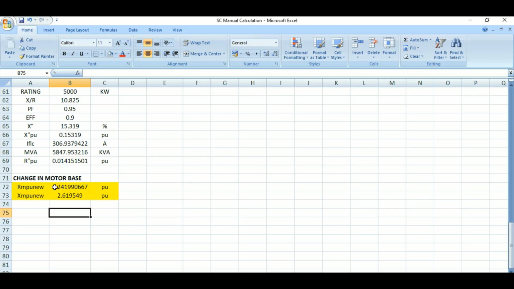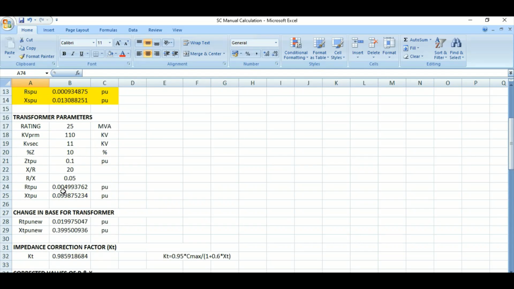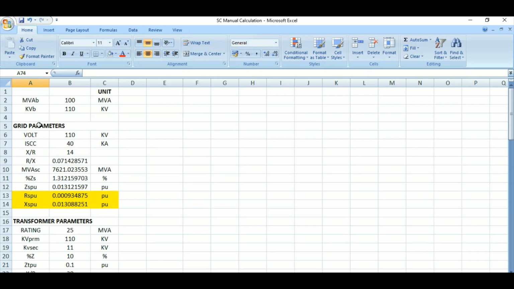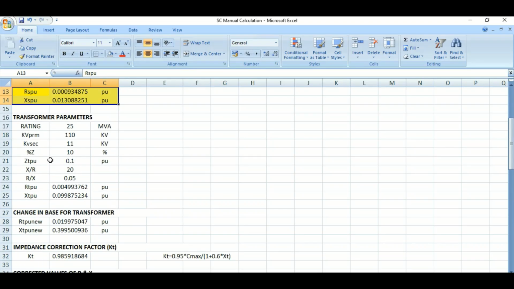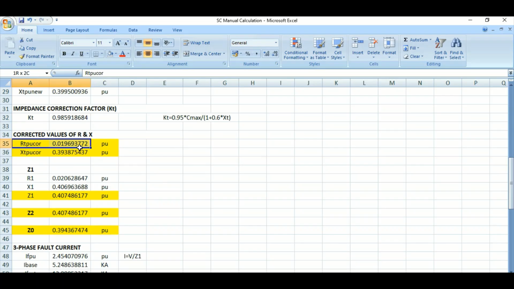Sorry, this is converted into the new MVA base. So we'll consider for this motor, this is the resistance value and this is the reactance value. Just like what we got for the source grid, this is the resistance value and this is the reactance value. For the transformer, we change the base and again multiply by the transformer impedance correction factor KT. So this was the corrected R value and corrected X value.